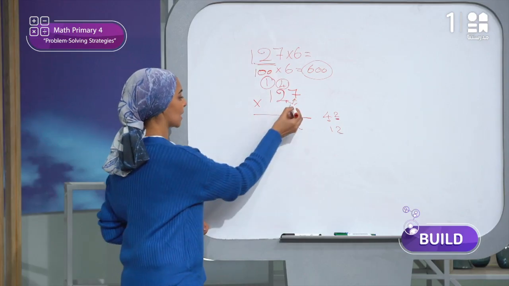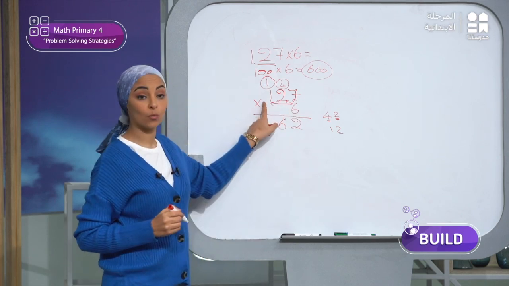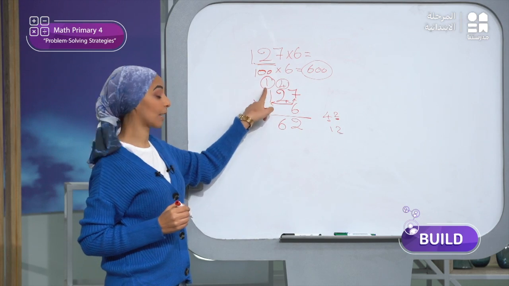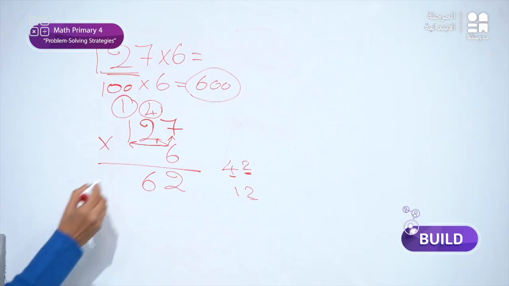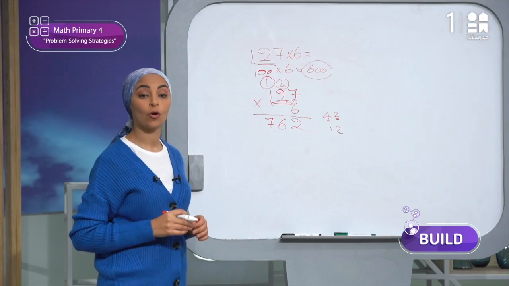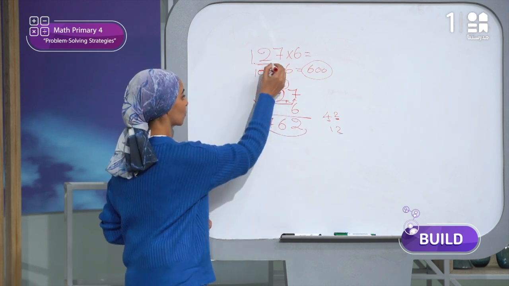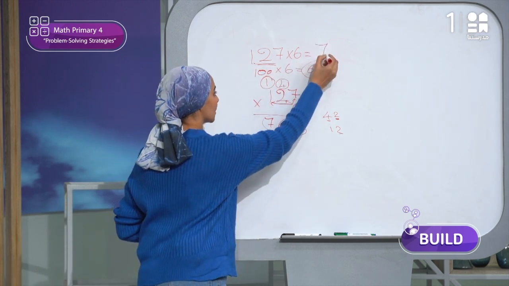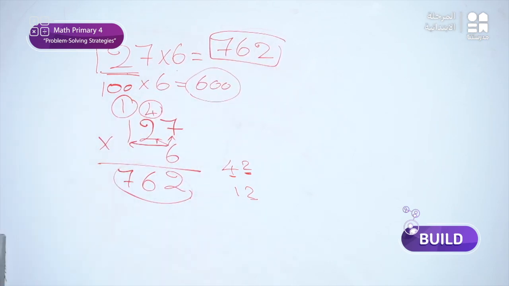Then last step, I will multiply 6 by 1. 6 times 1 equals what? 6. Don't forget to add the 1. So 6 plus 1 gives me 7 in the 100 place. So my answer or my product is 762. 127 times 6 equals 762, and this is my answer.